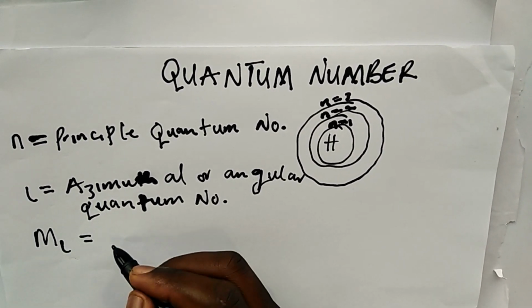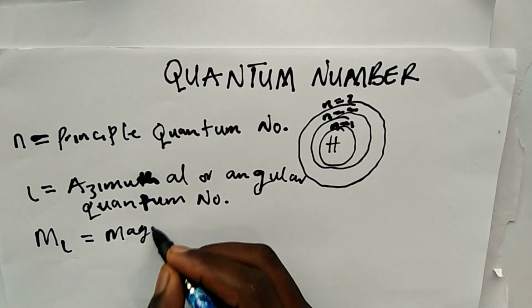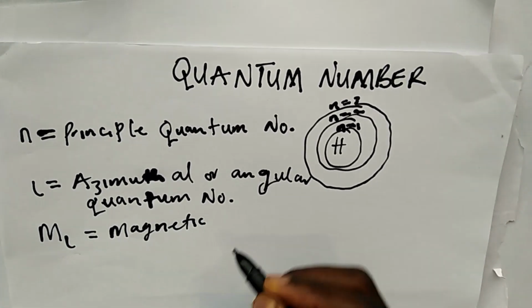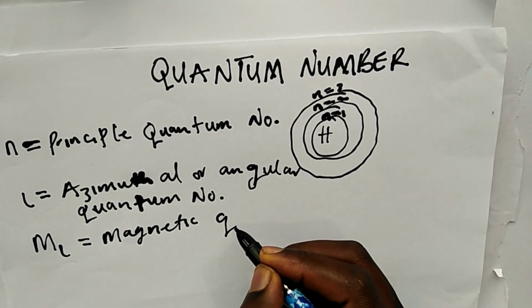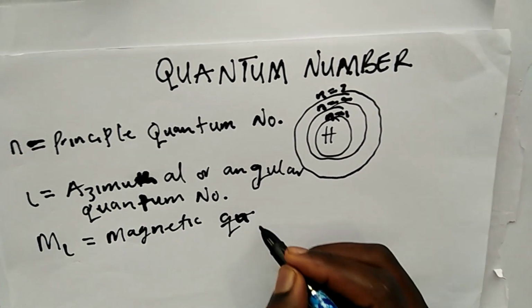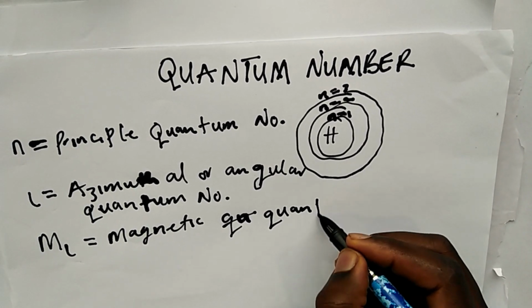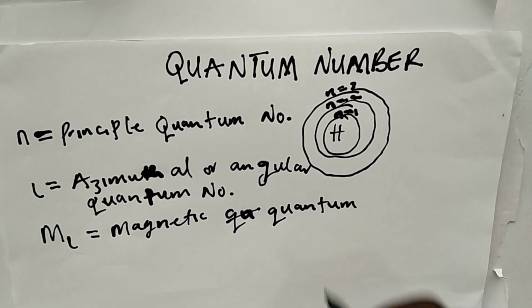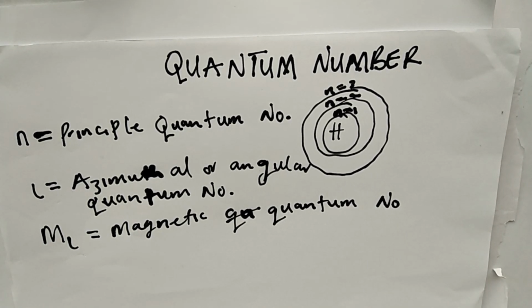ML is referred to as the magnetic quantum number. The magnetic quantum number has to do with the specific orbitals within a sublevel.